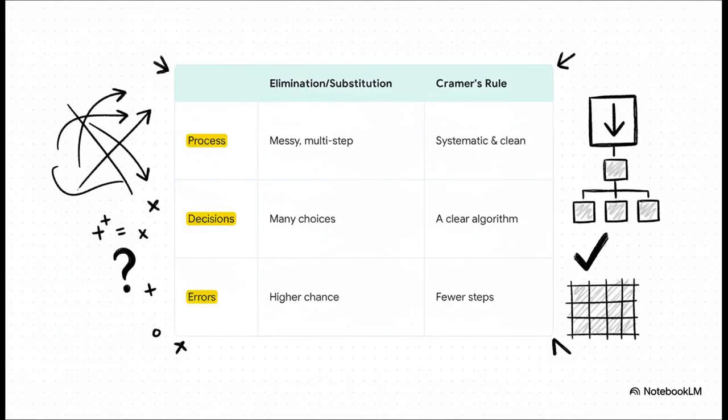So let's compare them directly. With elimination, you're constantly making these strategic choices. Which variable should I eliminate first? What number should I multiply by? It's messy and it opens the door for errors. Cramer's rule? It's purely systematic. It's one clear algorithm which minimizes those decision points and all those potential mistakes.